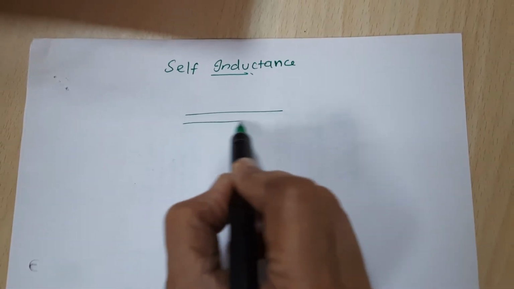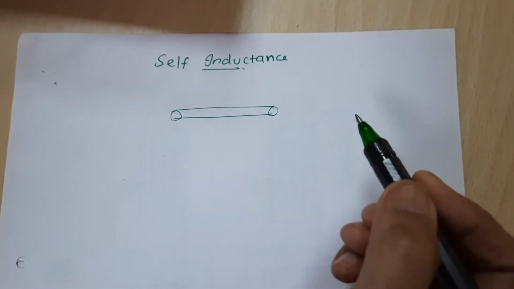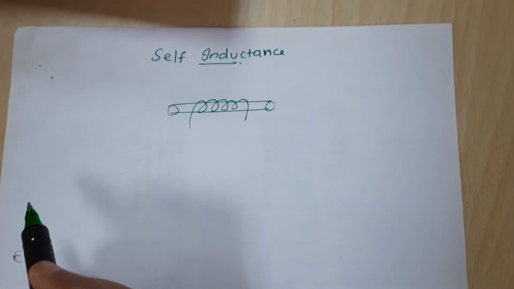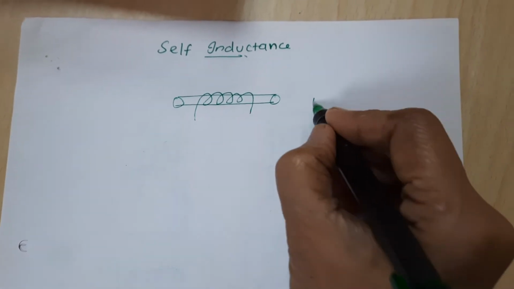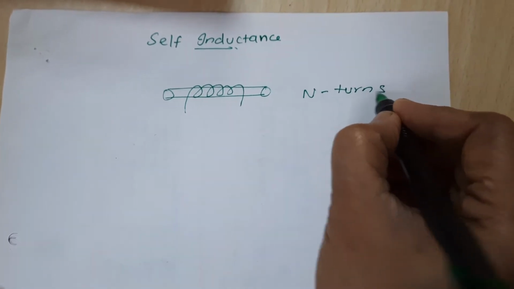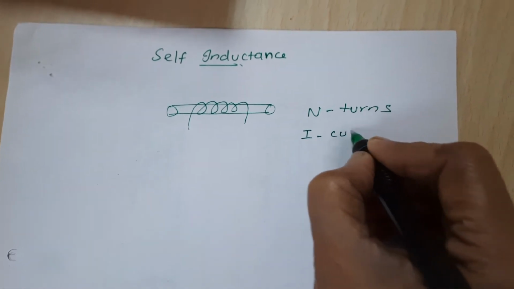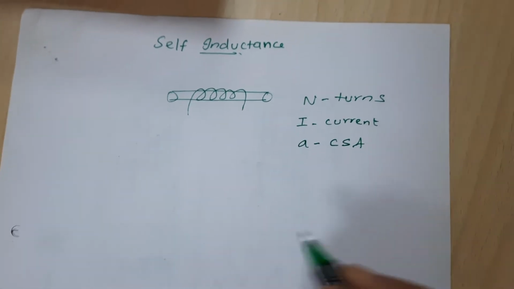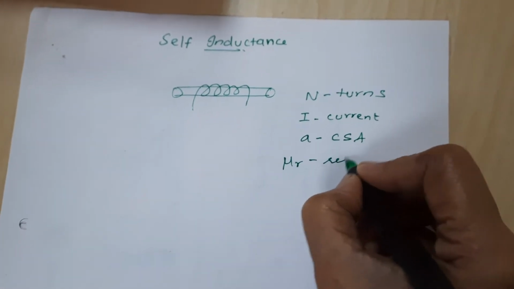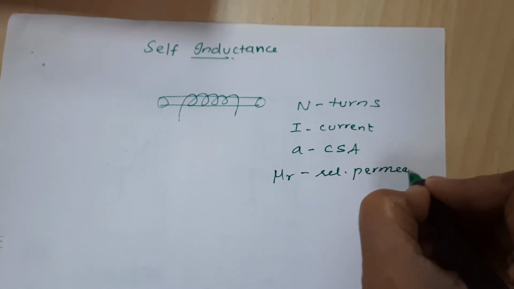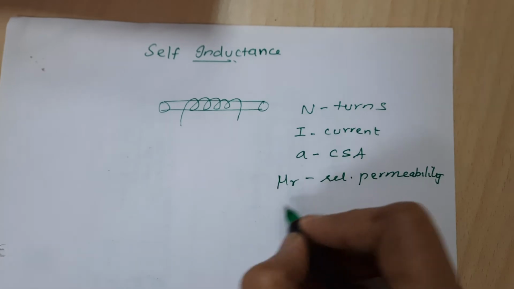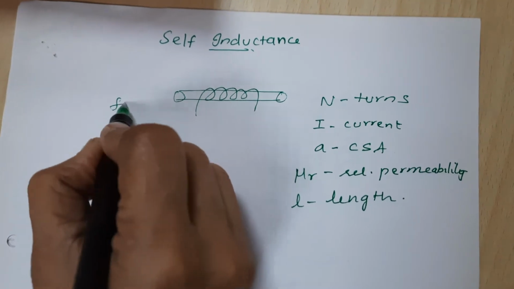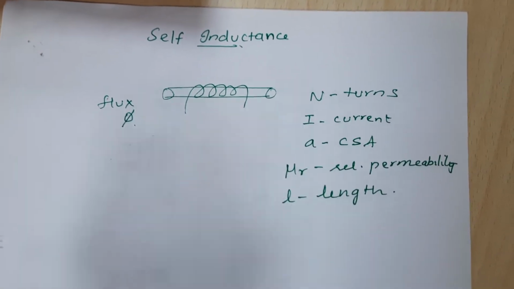So I'm going to take a wire or any conducting material, and a coil of wire is wound on it. Now let there be N number of turns in the coil and let a current of I flow through the coil. Let A be the cross-sectional area of the coil, mu r the relative permeability of the coil, and L the length of the coil. Let the flux associated with the coil be phi.